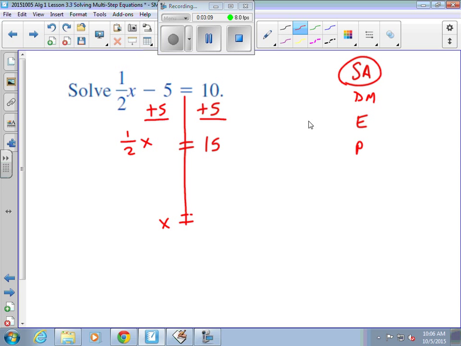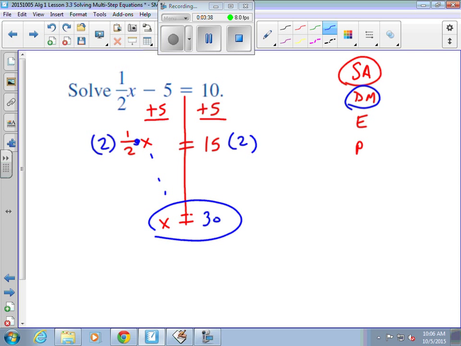There's no more addition and subtraction happening. Now you've got 1 half multiplied by x. Remember to cancel out multiplication by dividing. We would divide by 1 half. Remember, dividing by a fraction is the same thing as multiplying by its reciprocal, 2 over 1, which is simply 2. Multiply the left by 2, multiply the right by 2. X is left over, 15 times 2. You should have gotten 30 for that one.